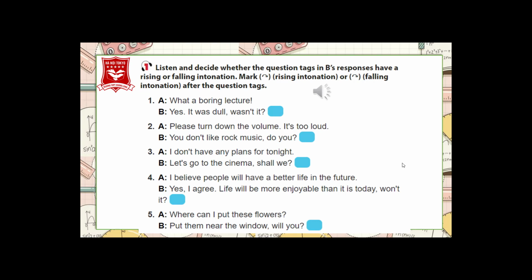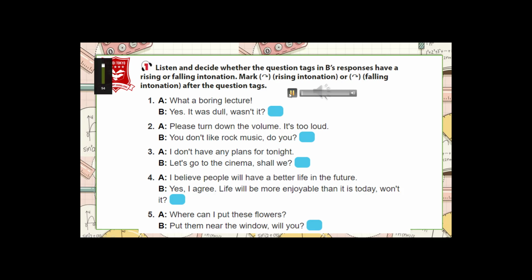So now, look at your book. Listen and decide whether the question tags in these responses have a rising or falling intonation, and mark down for falling and up for rising intonation after the question tags. Bây giờ thì các bạn sẽ nghe và đánh dấu cho những câu này dưới đây nhé. Các bạn sẽ đánh dấu mũi tên lên cho ngữ điệu lên giọng, còn mũi tên xuống cho ngữ điệu mà đi xuống. Alright.